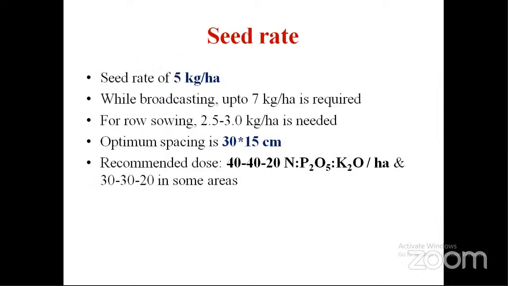Seed rate. Optimum seed rate for sesame is 5 kg per hectare. But while broadcasting, up to 7 kg per hectare is required. We know broadcasting is just broadcasting the seed in the field without proper spacing. That's why more seed rate is required. For row sowing, around 2.5 to 3 kg per hectare is needed. And optimum spacing of sesame is 13 to 15 centimeters. And the recommended dose is 40 kg of nitrogen, 40 kg of phosphorus, and 20 kg of potassium. In some areas, 30-30-20 is recommended based on moisture content and climatic conditions.